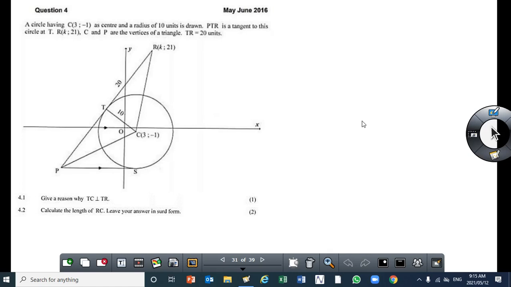In this question, you are given a circle with the center C. It has a radius of 10 units, and it also has a tangent to it. PTR is a tangent, and you have a point R on the tangent where the x value is k and the y value is 21. You are also told that the x-axis is parallel to the line PS, and PS is a tangent to the circle as well.